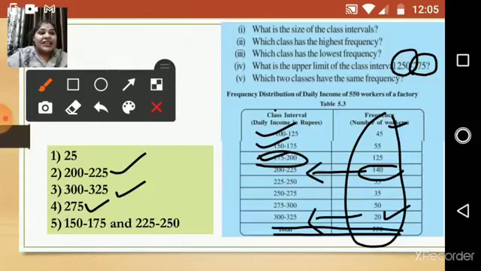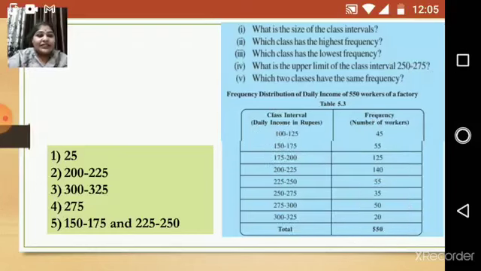So which two classes have the same frequency? So check which are the two classes which have the same frequency. So here you can see the 150 to 175, and here the frequency is 55, and again the 225 to 250 class is also having the same frequency, that is 55. So this is how you can answer if the frequency distribution table is given. Okay, so now you know what is upper limit, what is lower limit, what is the size or width of the class, and what is frequency, everything.